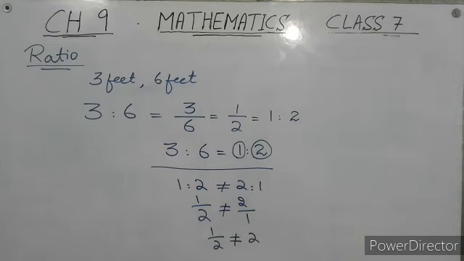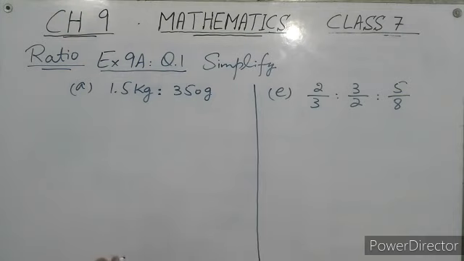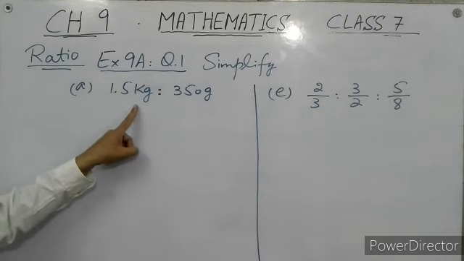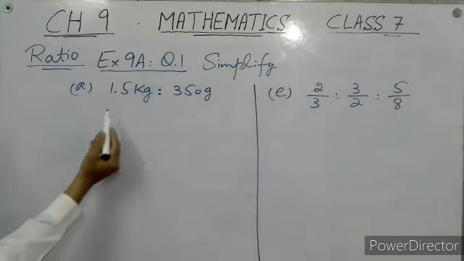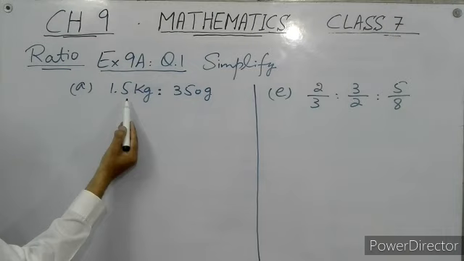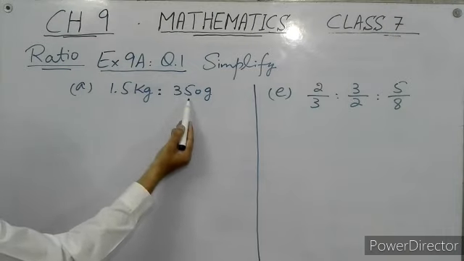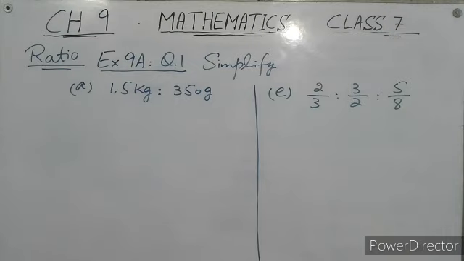Now we start exercise 9A, question number 1. In question number 1, we have to simplify the given ratio. So the first step for simplification of a ratio is we will check whether the units of the terms are the same or not. So first term is 1.5 kg, second term is 350 grams. Units are not the same, so we will make them the same units.